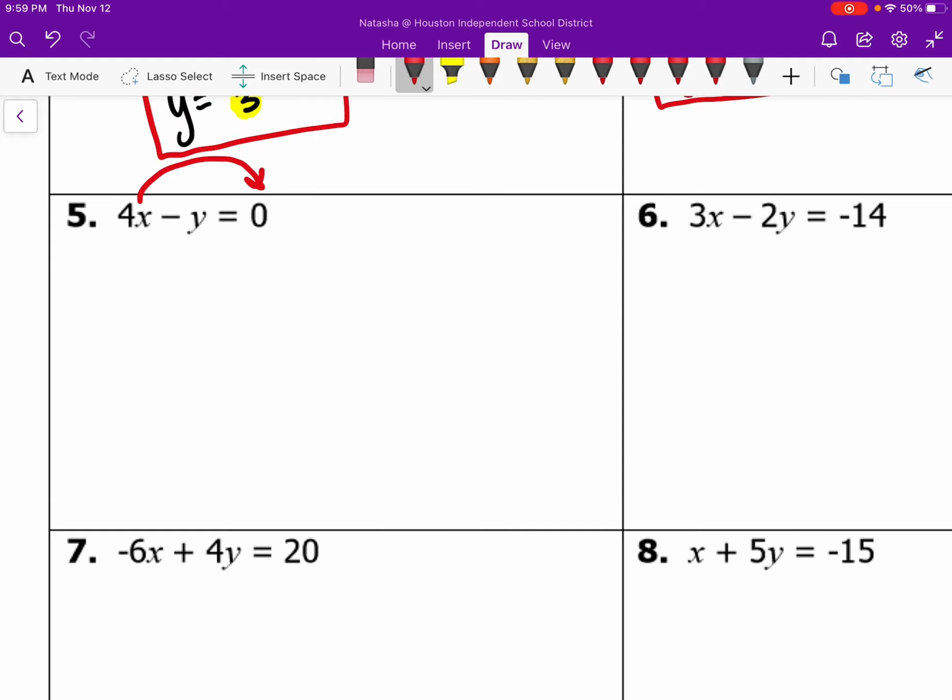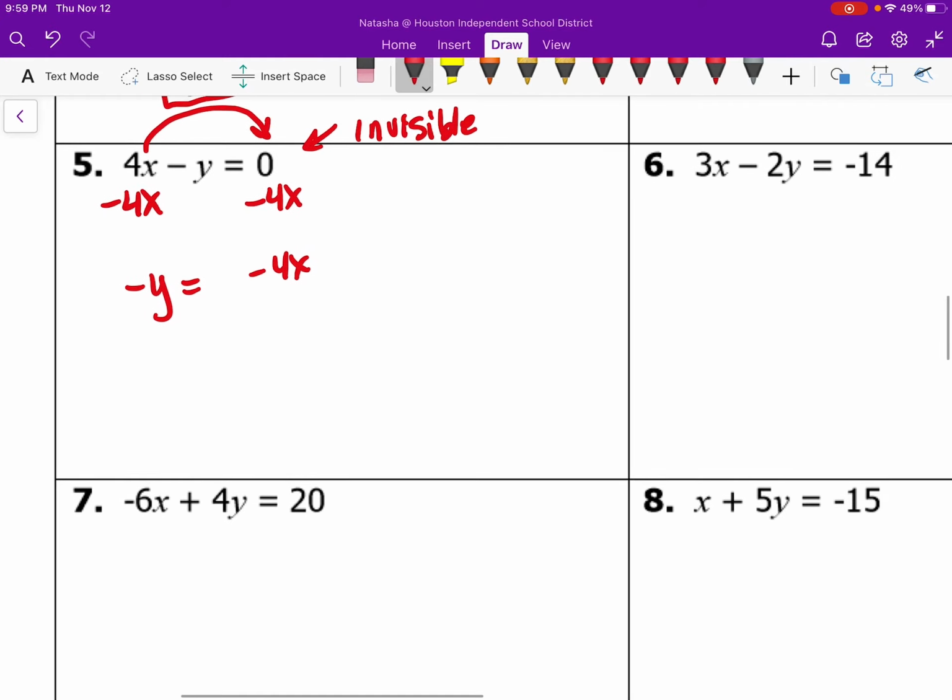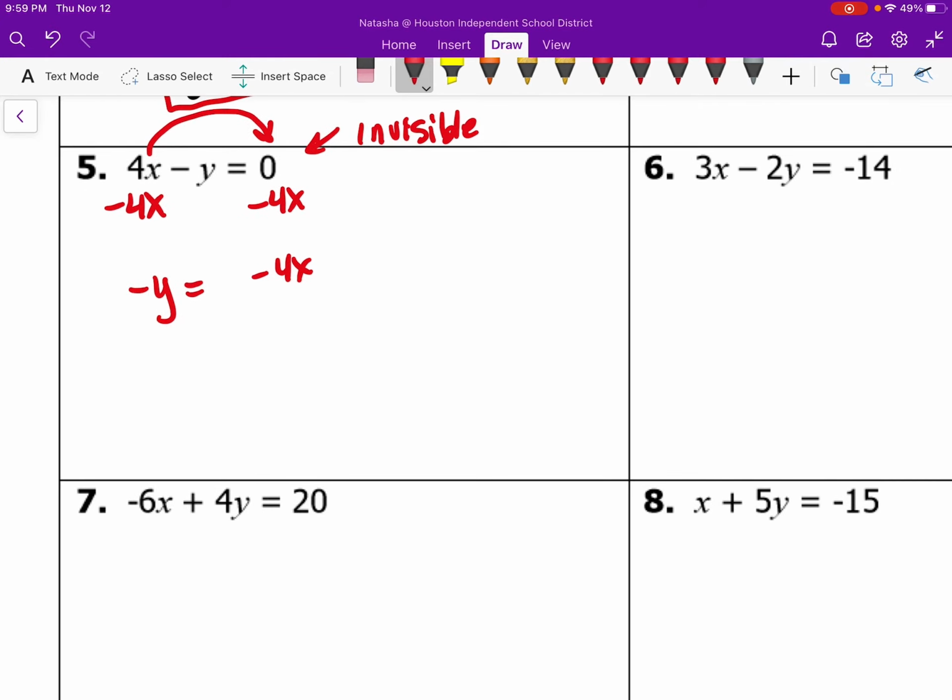Okay, number 5, again, we're going to move the 4x over. So we're going to subtract 4x from both sides. This gives me negative y is equal to, now 0 minus 4x, the 0 minus 4x is just going to leave us 4x, so we're going to just remove that, okay? 0 is, again, one of those invisible math things. Really, every one of these has a plus 0 in it, okay?